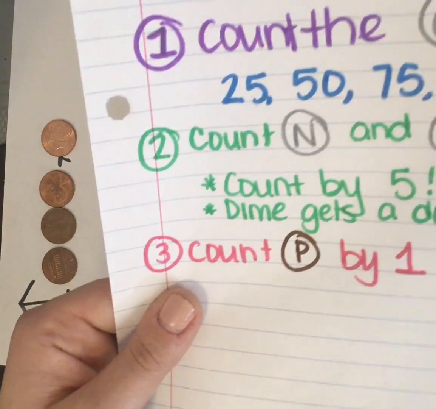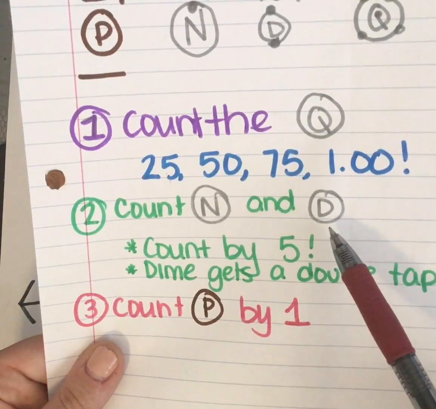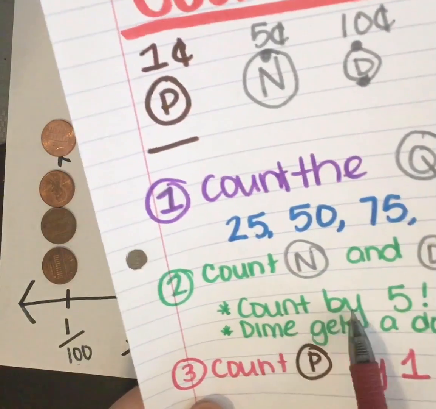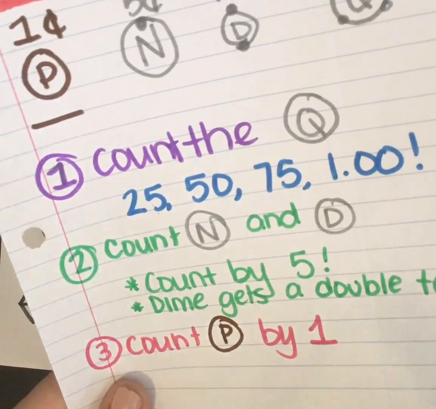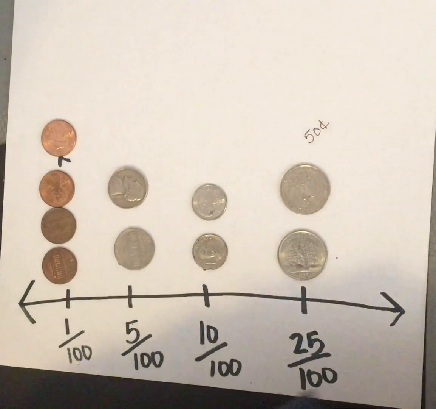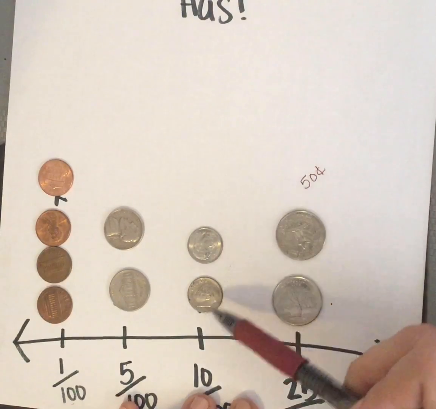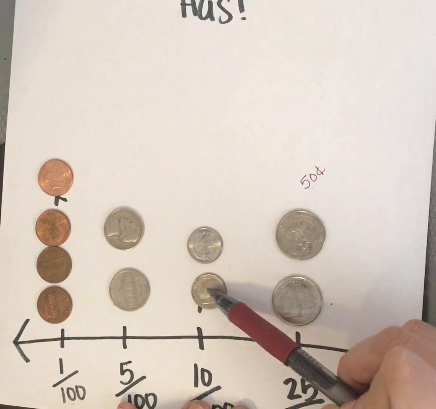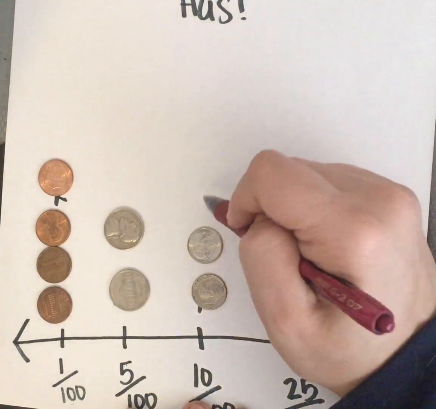So far I have 50 cents. And then after I count the quarters, now I'm going to count my nickels and dimes. So do you see how I'm counting backwards after I organized all my coins? And I'm going to count by fives. And remember, the dime gets a double tap. Count by fives, dime gets a double tap. So I'll show you with my pen. Starting from where we left off at 50. Dimes with a double tap. So 50, 55, 60, 65, 70. Now we're at 70 cents.